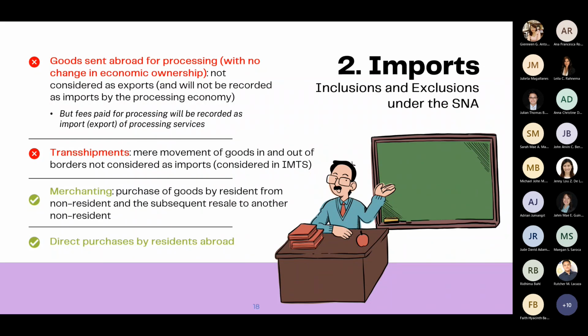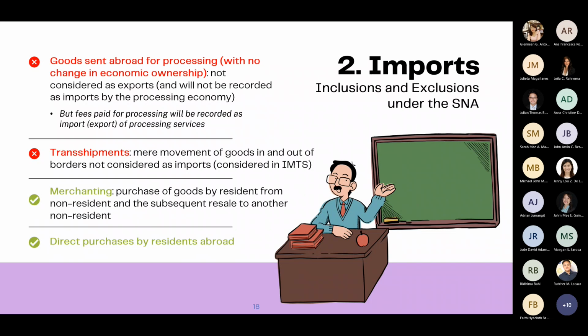imports under the SNA would be merchanting. So these are recorded in the balance of payments. So these are services. So perhaps, for example, an example would be the purchase of goods by a resident from a non-resident and the subsequent resale to another non-resident. So to make it simple, I'll be mentioning an example.